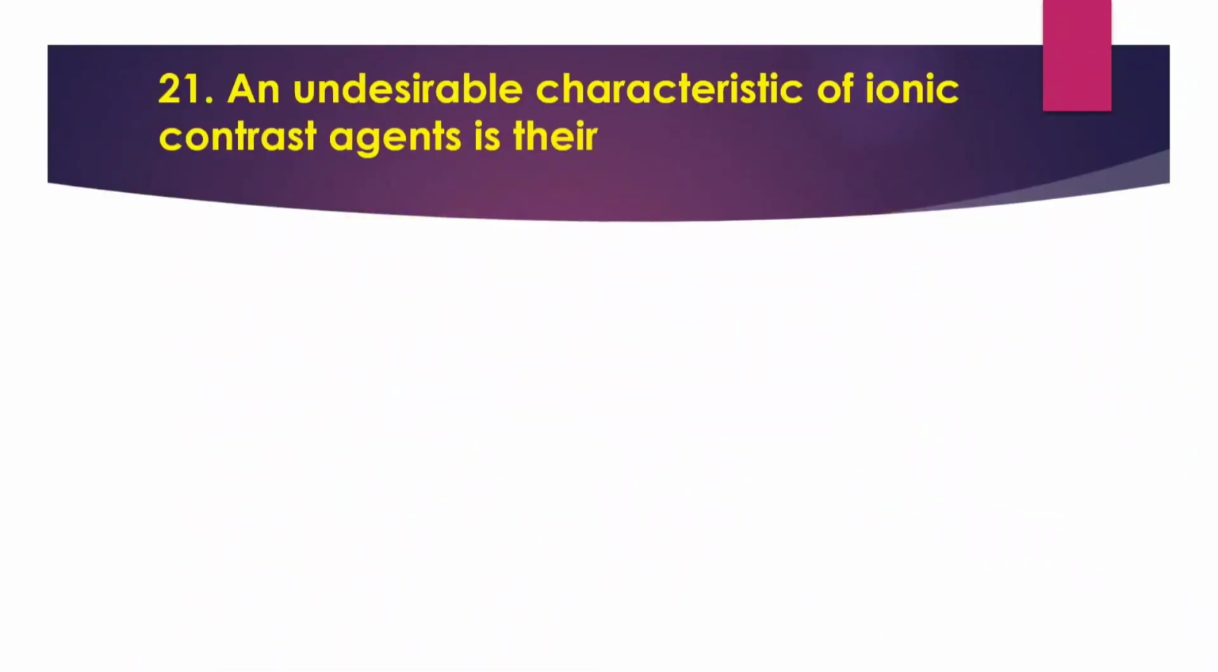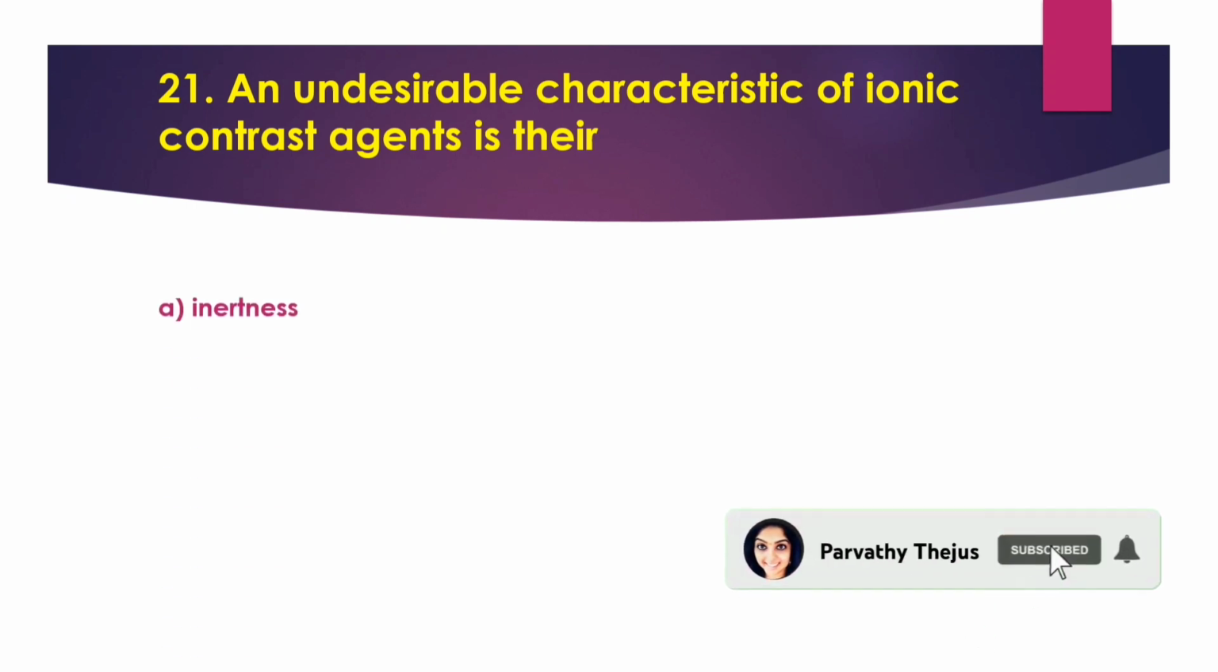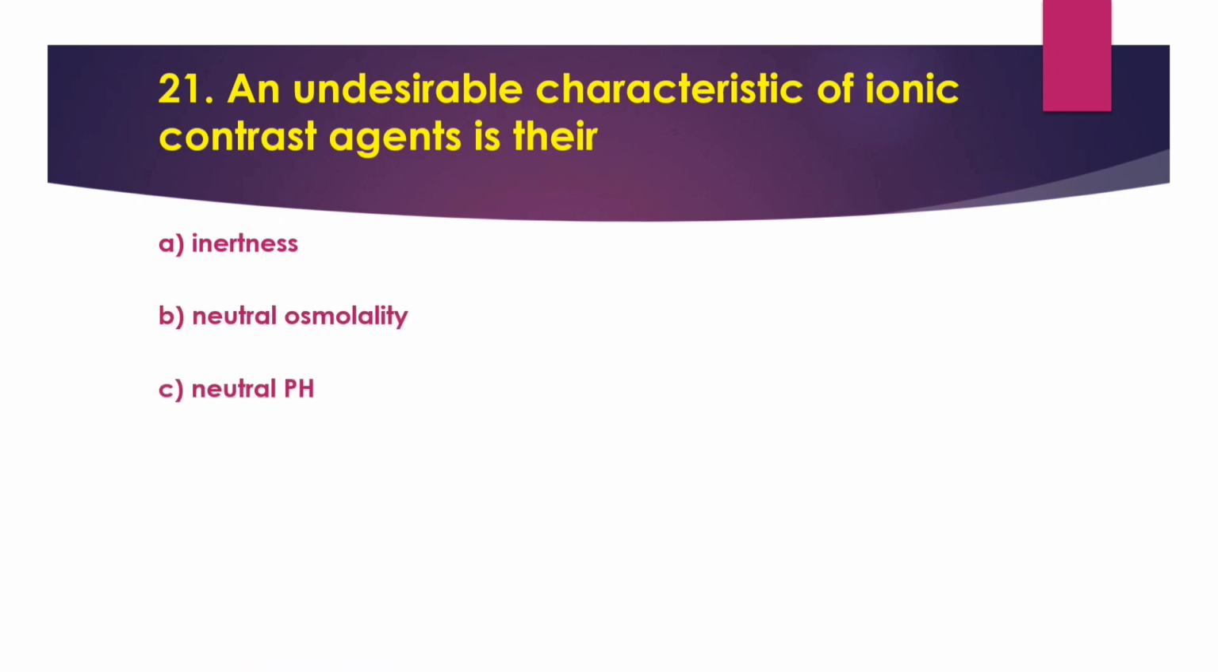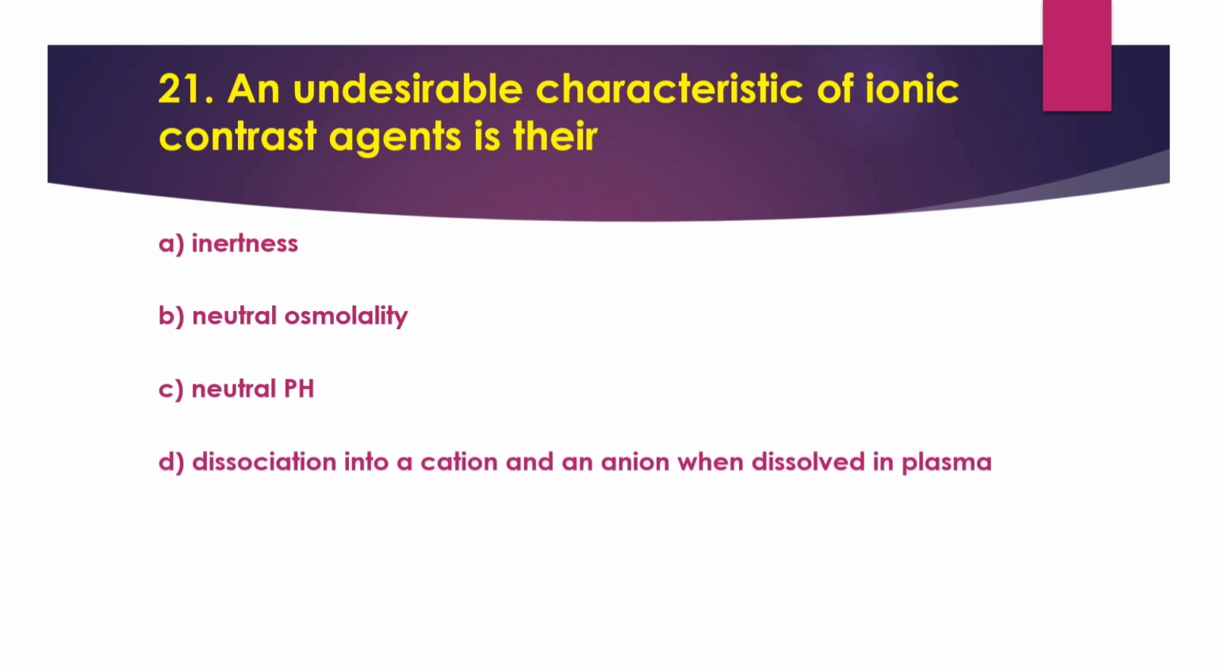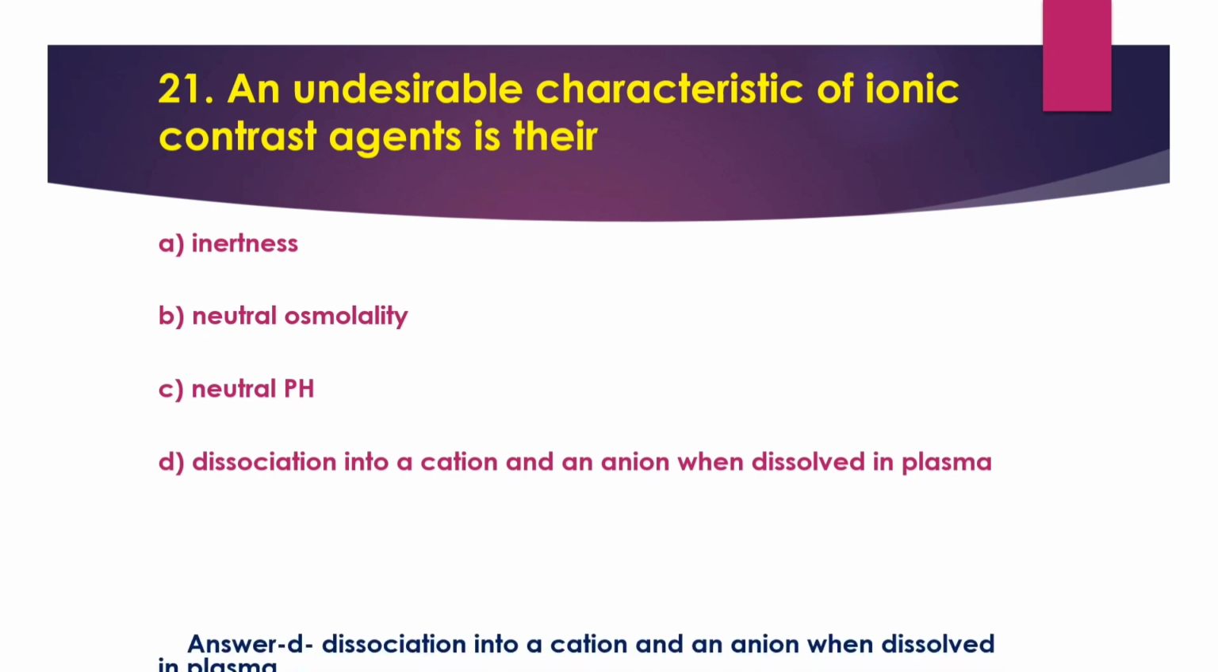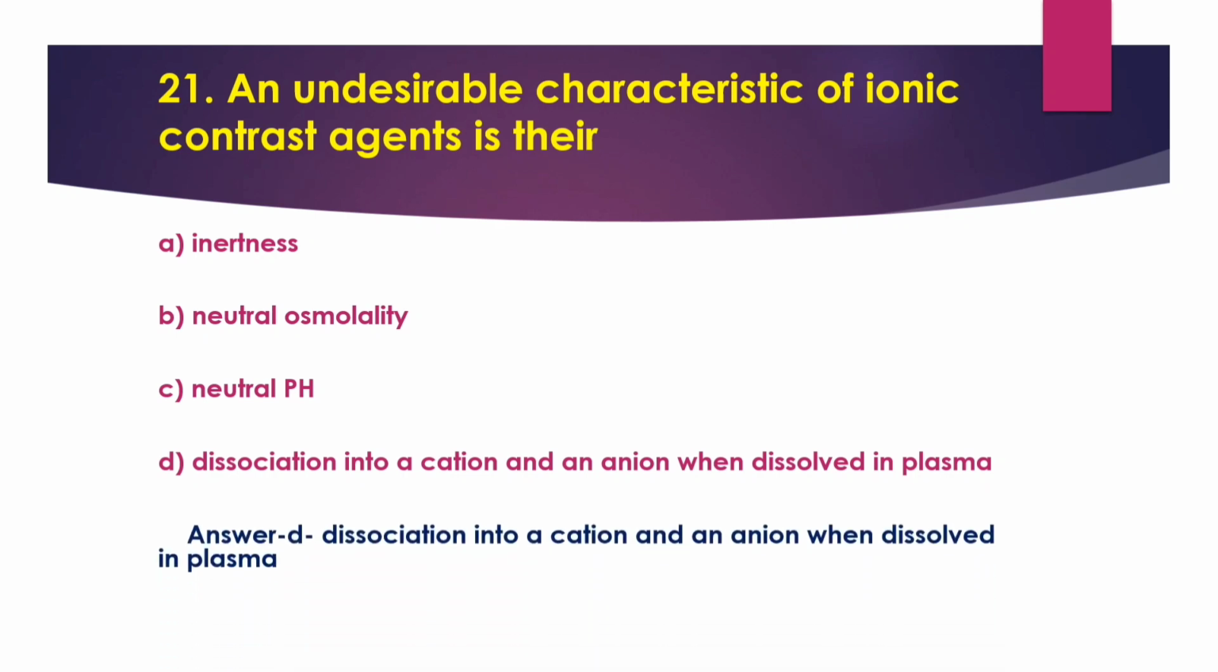Moving on to the 21 question. An undesirable characteristic of ionic contrast agent is there. Option A, inertness. Option B, neutral osmolality. Option C, neutral pH. And option D, dissociation into a cation and an anion when dissolved in plasma. The answer is option D, dissociation into a cation and anion when dissolved in plasma. This is an undesirable characteristic of ionic contrast agent.